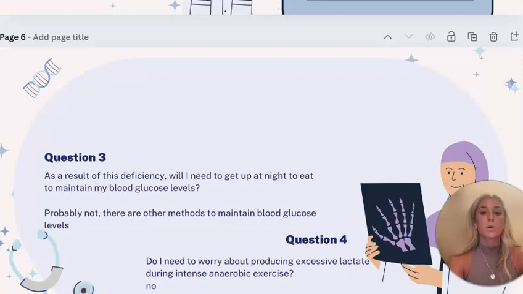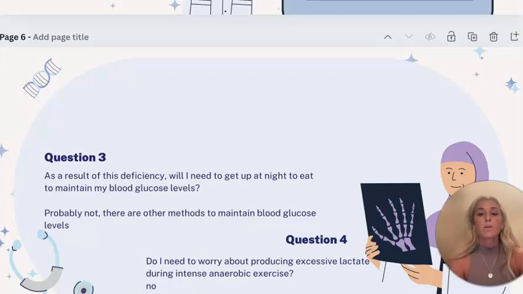Her next question is, do I need to worry about producing excessive lactate during intense aerobic exercises? So no, you do not need to worry about producing excessive lactate during intense aerobic exercises. McArdle's disease patients have a marked decrease in plasma lactate concentration at the onset of exercise, and this low concentration remains constant during exercise. This condition results from a deficiency in muscle phosphorylase, which disrupts glycogen metabolism at the beginning of the glycogenolytic cycle, preventing the normal increase of lactate levels during or after exercise.